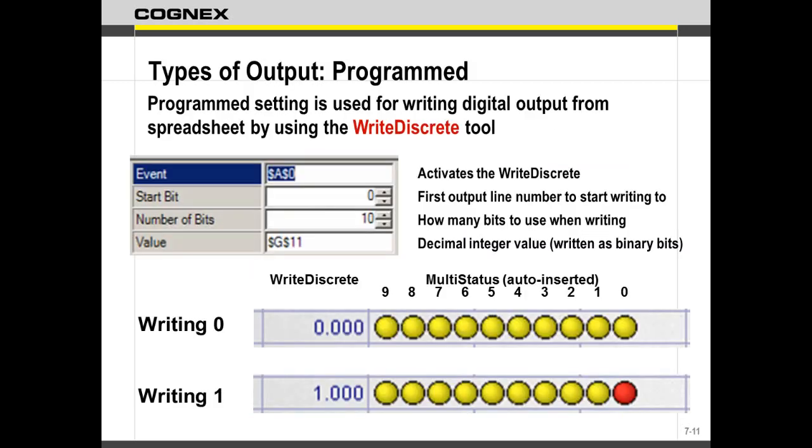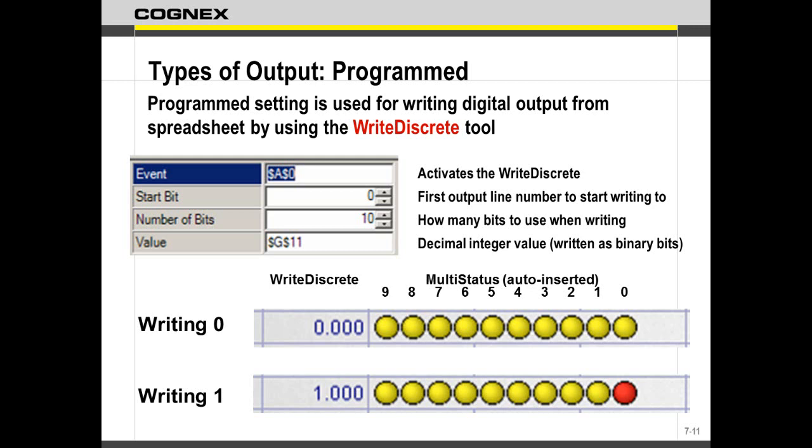Now, like I said, programmed means I'm going to do something to send it out. So the actual command that I'm going to use is going to be a write discrete. And the write discrete command is going to look very much like the read discrete. It's going to say what event is going to cause me to write. So right now it's going to be acquisition, A0. So with every acquisition, it's going to write the information out.